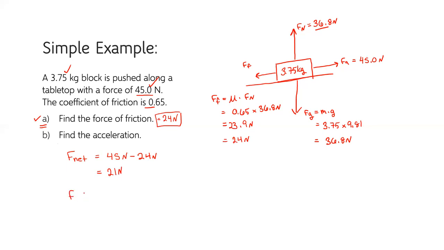So that's the overall force that the object is moving with. And this is where those two equations come in and they work well together. So the net force is mass times acceleration, which is equal to 3.75. We'll fill in 21 for the net force, and we're just going to divide out that 3.75. Okay, so acceleration is equal to 21 divided by 3.75, which is 5.6 meters per second squared.